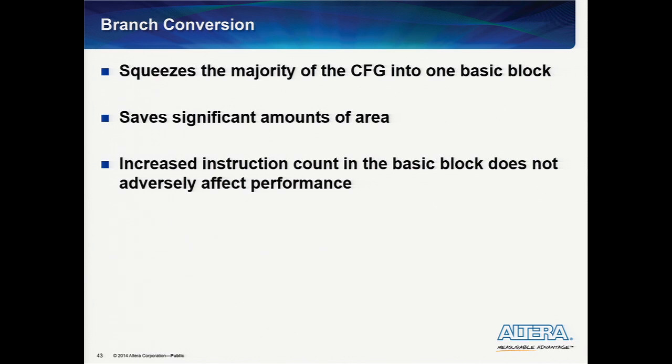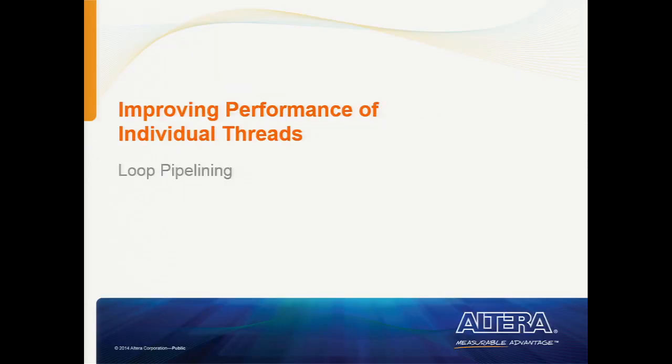How do we worry, since we're making accelerators, how do we get them to go fast? OpenCL is great for pure, embarrassingly parallel algorithms. But it's not always simple to express your algorithm in an embarrassingly parallel fashion. Some really important algorithms need to carry state. So how do you improve the performance of a single thread? Our answer to that is loop pipelining.